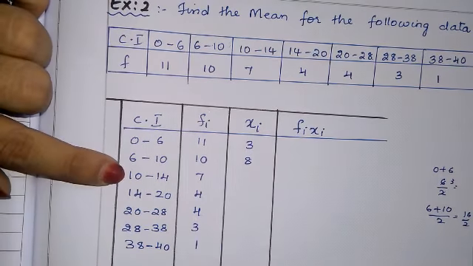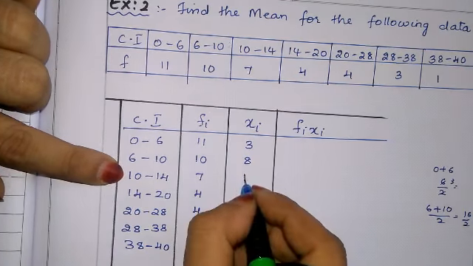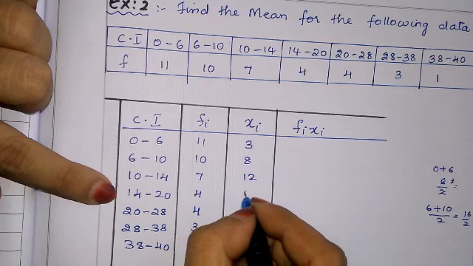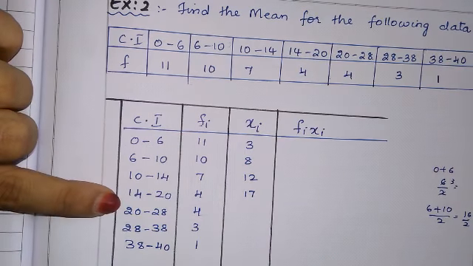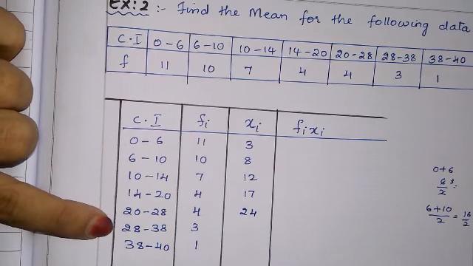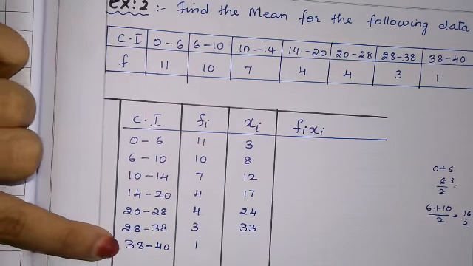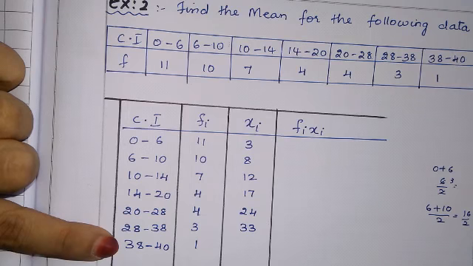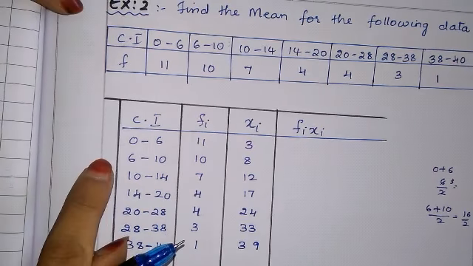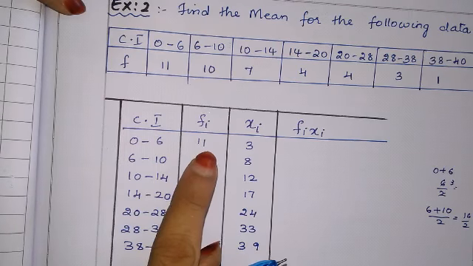Like this we have to find: 10 plus 14 divided by 2, that is 12. 14 plus 20 divided by 2 is nothing but 17. 20 plus 28 divided by 2, 24, the middle number. Then 28 plus 38 divided by 2, the middle number is 33, and 38 plus 40 divided by 2, the middle number is 39. So, if you have time, you can write 0, 1, 2, 3, 4, 5, 6, then you can find the middle number also.